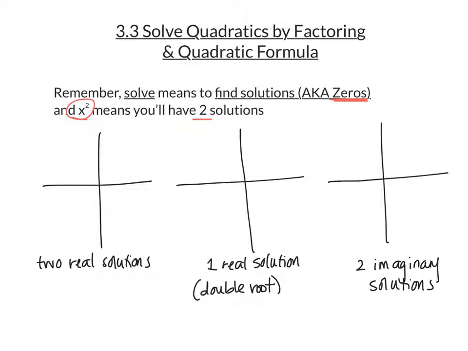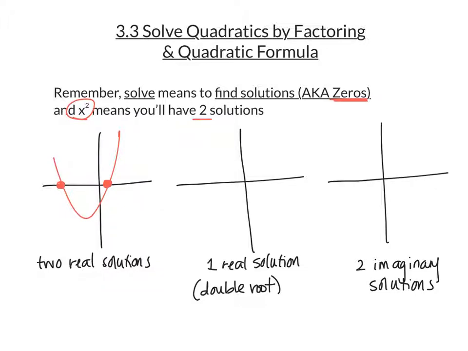So real quick, you should add to your notes these three graphs so that you see the differences. Two real solutions is going to be when a parabola hits the x-axis 2 times. And in 2 different places is generally what they intend there. One real solution, so think about it, it's hitting the x-axis, but only once.